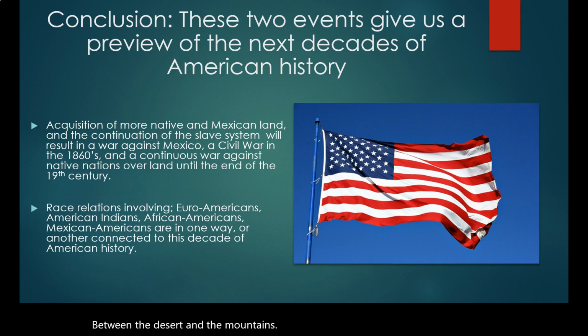So in this lecture, the conclusion is that there are 2 events, and of course there's more, that give us a preview of the next decades of American history. The acquisition of more Native and Mexican land and the continuation of the slave system will result in a war against Mexico, a civil war in the 1860s, and a continuous war against Native nations over land until the end of the 19th century. Race relations involving Euro-Americans, American Indians, African Americans, and Mexican Americans are in one way or another connected to this decade of American history.